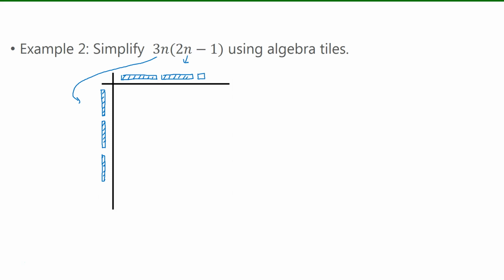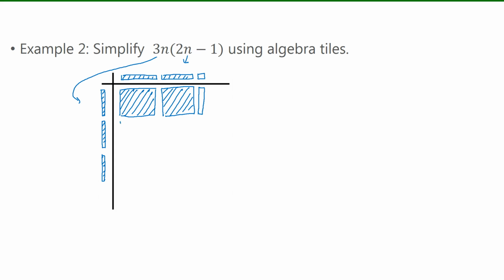Now when I multiply my n tile with my other n tile, that's going to give me an n squared tile. And it's a positive multiplied by a positive, so it's positive. I've got another n tile multiplied by another n tile, which is a positive n squared again. And on the right I've got a positive n tile multiplied by a negative 1. That's going to give me a tile that's this long and this wide, which is a negative n tile.